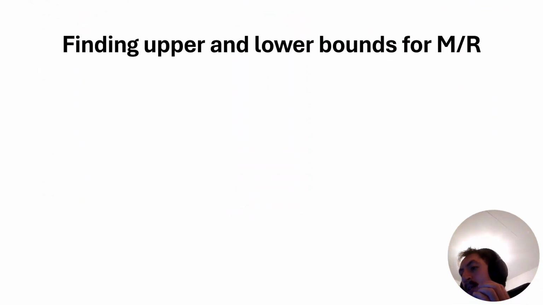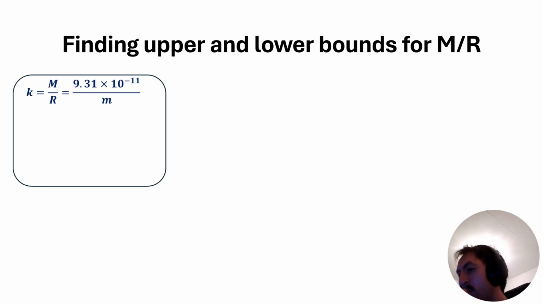So if we're going to find upper and lower bounds for our ratio, and I'll call our ratio K, so that's the ratio of the mass of the planet to the radius of the planet, we need to find upper and lower bounds for small m. And to do that, we have to consider, if a molecule had a mass bigger than small m, would it escape or would it not escape? And similarly, what would happen to molecules with a mass on the other side of small m.